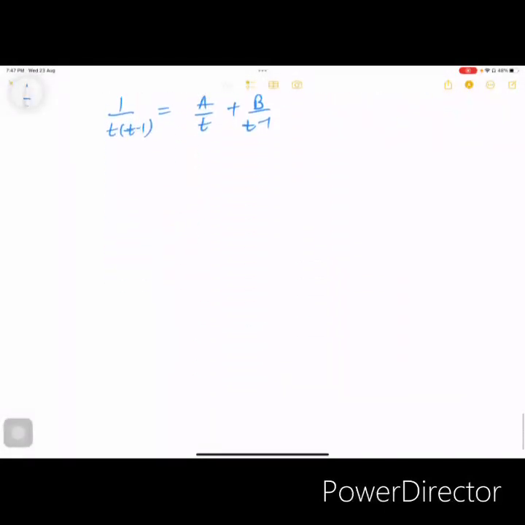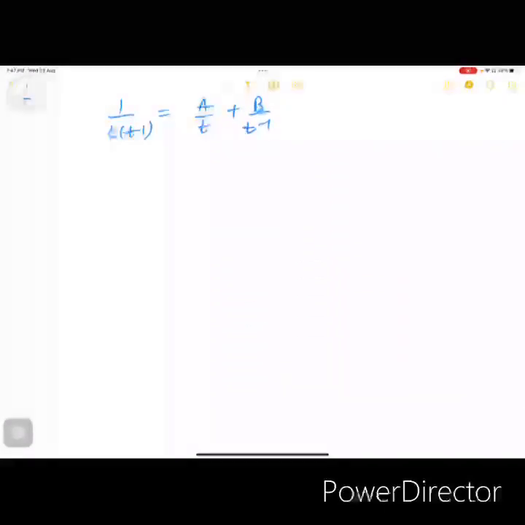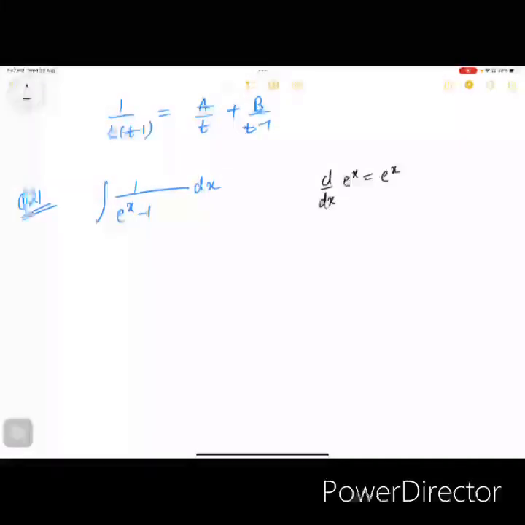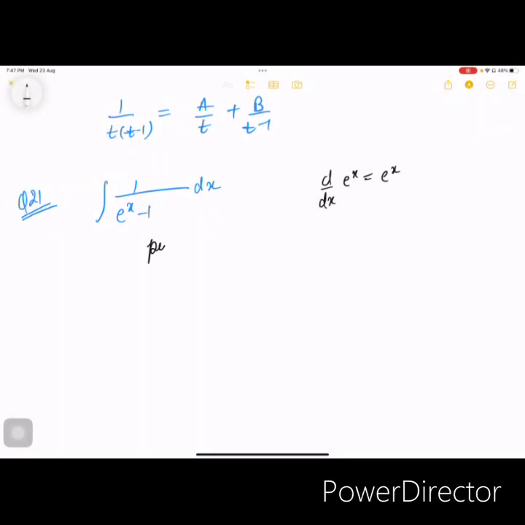Ending with one question, that is our last question. Question number 21. That is integration of 1 upon e raised to power x minus 1 dx. See, what is the derivative of e raised to power x? It is again e raised to power x. Okay. Then please check, putting e raised to power x is equals to t, differentiating, it will become e raised to power x as it is, dx is equals to dt.